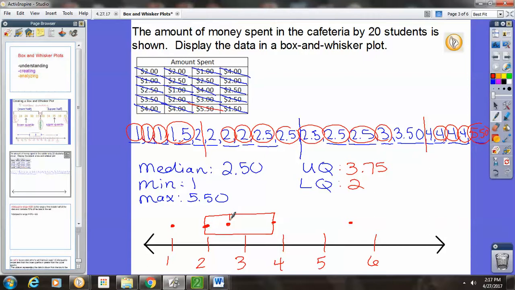We'll draw a line, not in the middle of our box, but through that middle point, representing our median. And then we'll draw the whiskers on the outside of our box. What percent of our data is in the middle here? 50%. This is half of our data here. 25% on each whisker. So there's our box and whisker.